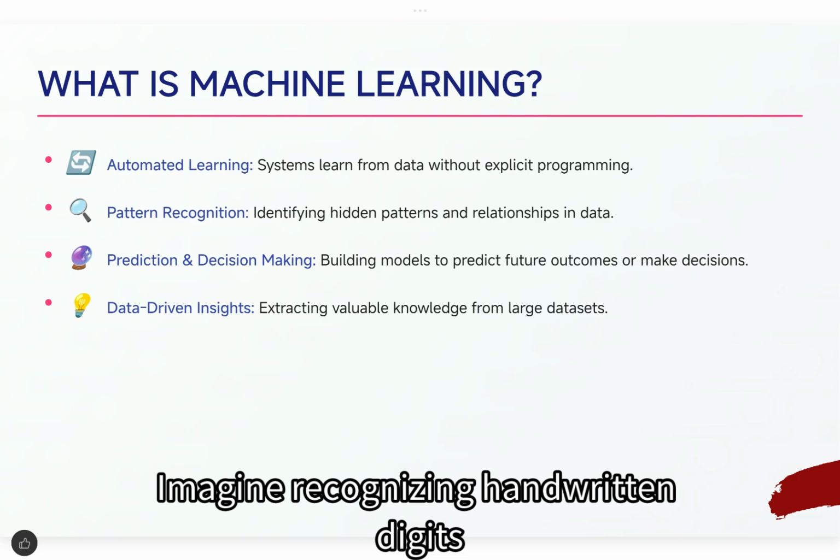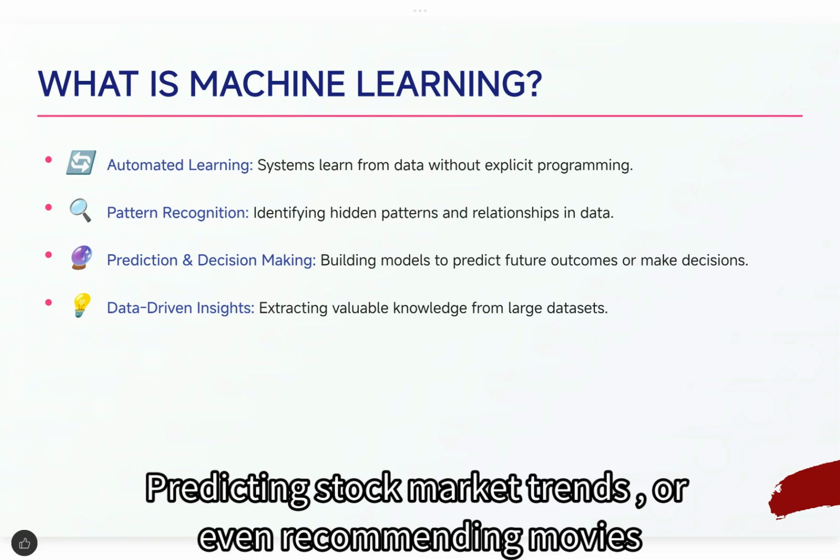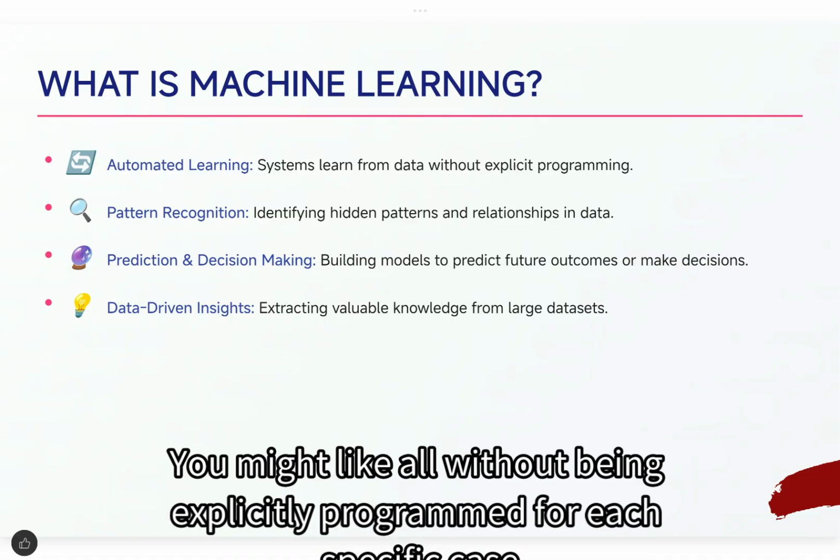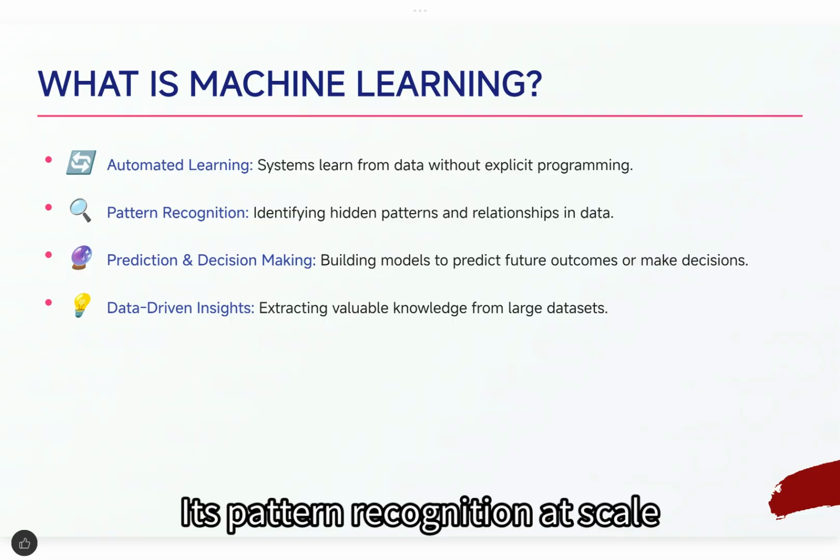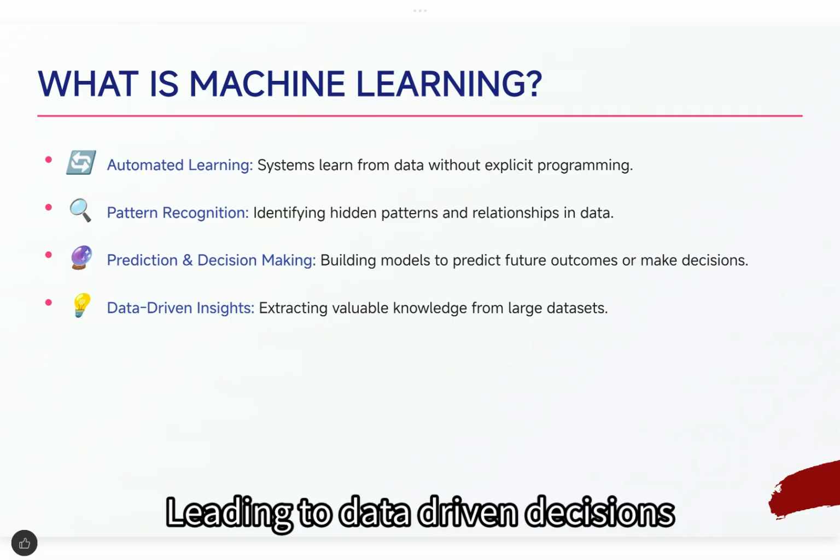Imagine recognizing handwritten digits, predicting stock market trends, or even recommending movies you might like, all without being explicitly programmed for each specific case. It's pattern recognition at scale, leading to data-driven decisions.